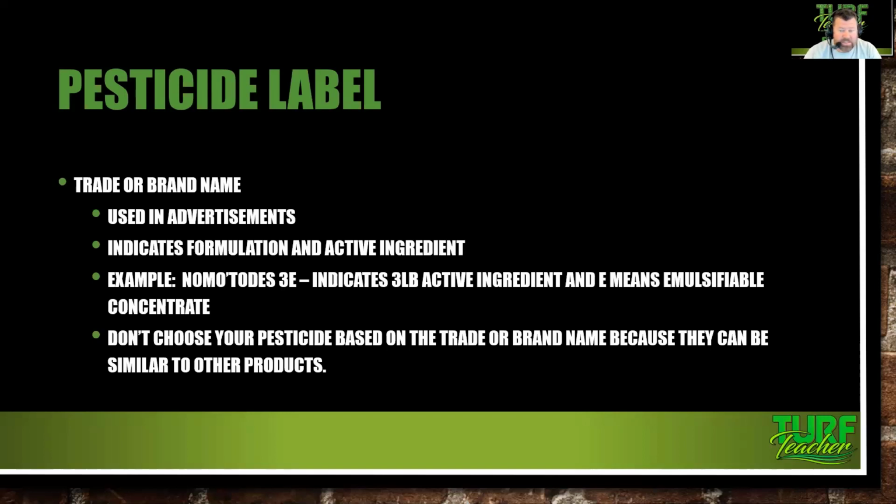Nematodes, if anybody's recently taken their pesticide exam, I took it more than 20 years ago, and then a couple years ago I took it again just to see if the test had changed, and it had not. It was still bubble diagram and everything. You had to have a number 2 pencil. And Nematodes 3E was an example of the label that was on the test. And don't choose your pesticide, like I said, based on the trade or brand name, because they can be similar to other products.